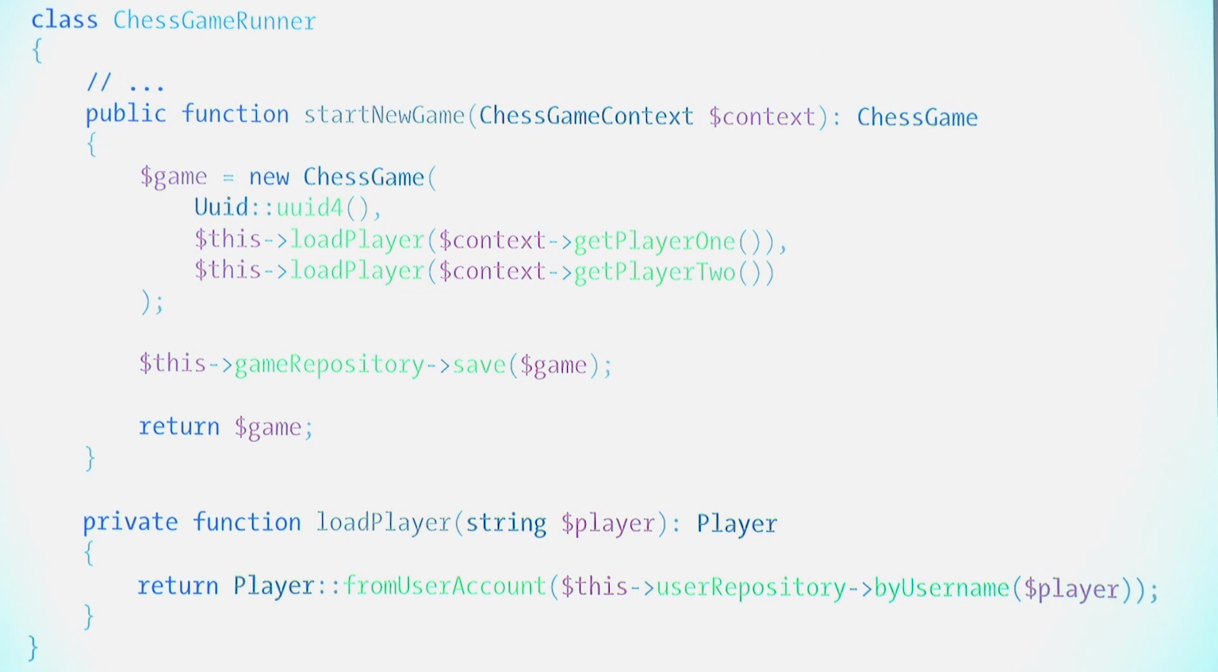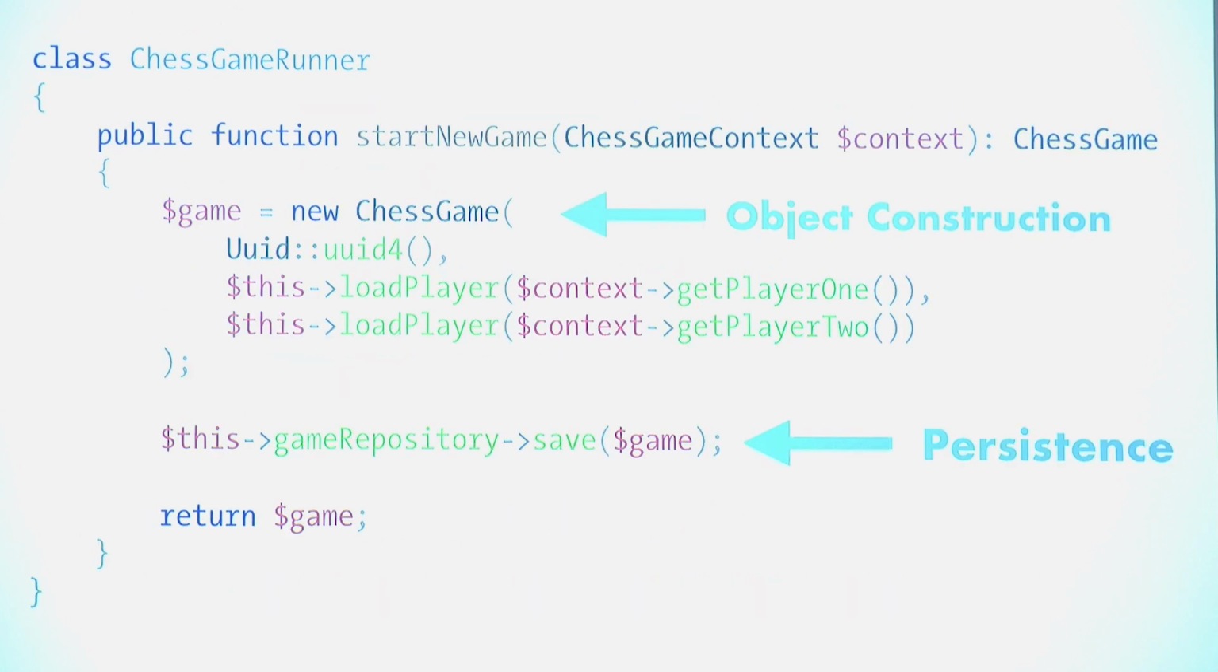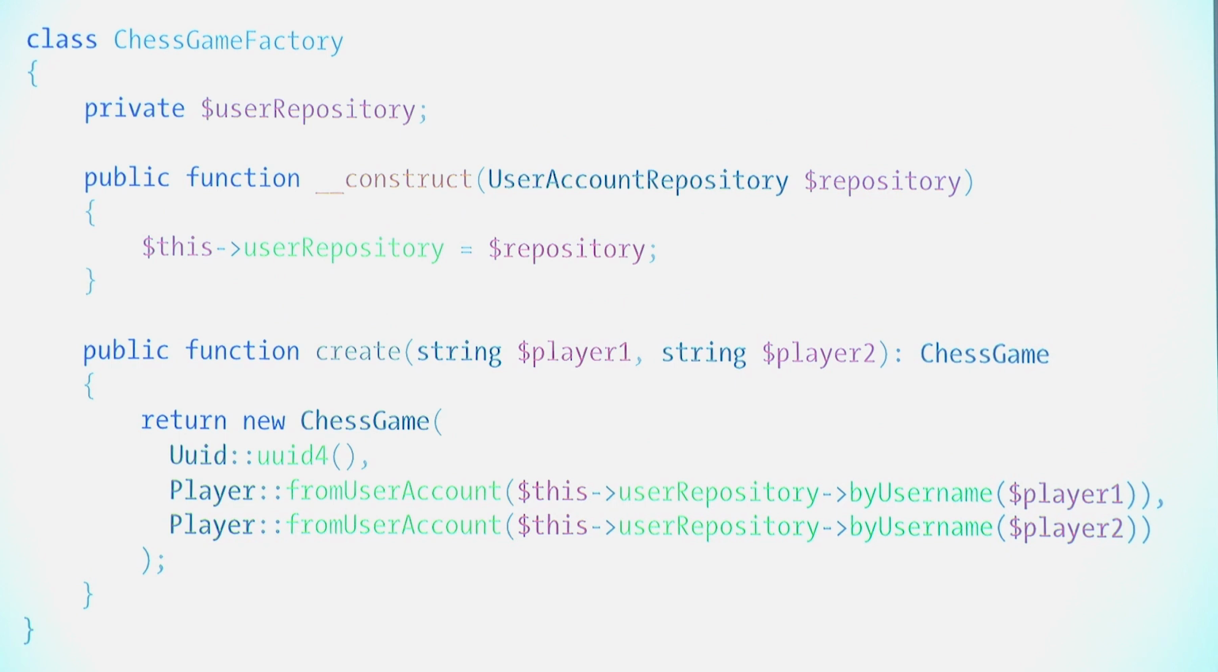Now, as you can see, in this class we inject in the construct method some user repository. But now, as we are going to extract this part to a factory, we will inject the repository into the factory, and we will simply inject the factory in ChessGame runner. So the ChessGame factory receives some user account repository, and this factory is responsible for producing a ChessGame object. And that's an example of a factory method design pattern implementation here.